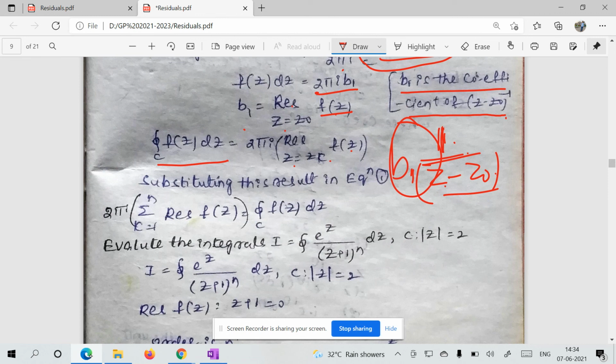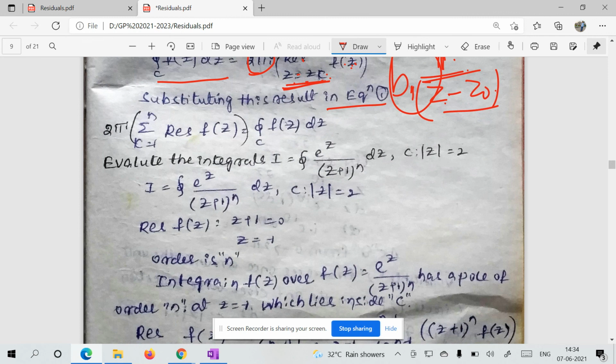This is at z naught. Suppose z equals z1, the same way: the residue of f of z when z equals z1, when z equals z2, when z equals z3, and so on, when z equals zk. The sum of all these values is the sum of the residues of f of z at z equals zk. We have to take the sum. Substituting in equation 1, we get 2 pi i into the residues at z1, z2, z3, and we take it as a summation.